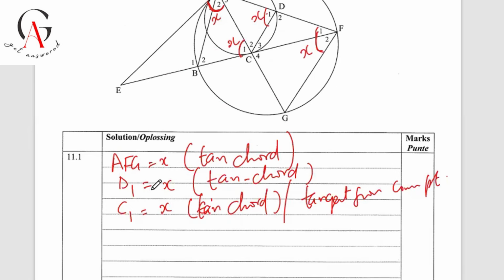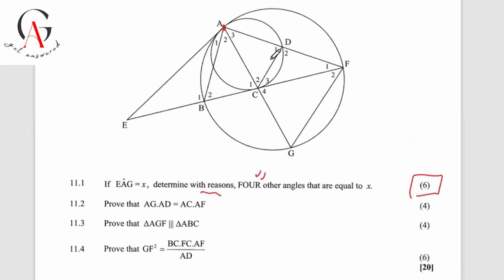Then the fourth angle is going to be C4, this angle here, because this and this will be vertically opposite angles. All right, so we have our 4 angles as the question required. So we say that is X, X, X, and these are also X. Even this one, X.